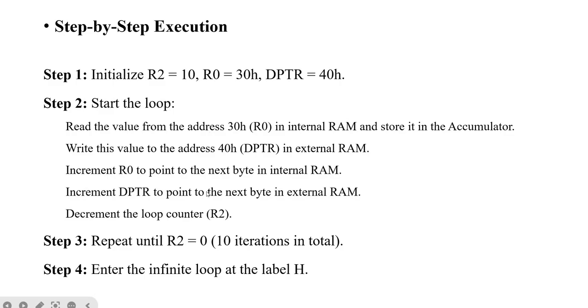Okay, similarly you have to execute this 10 times until R2, the loop counter, becomes 0. So there will be a total of 10 iterations. After that you enter the infinite loop and halt the program. This infinite loop is at the label H. Now we will see the execution of the program.